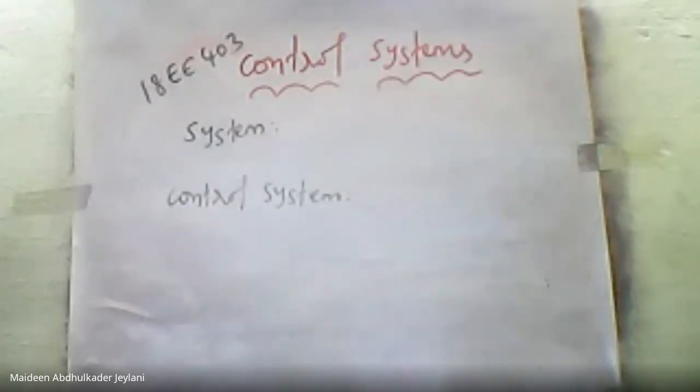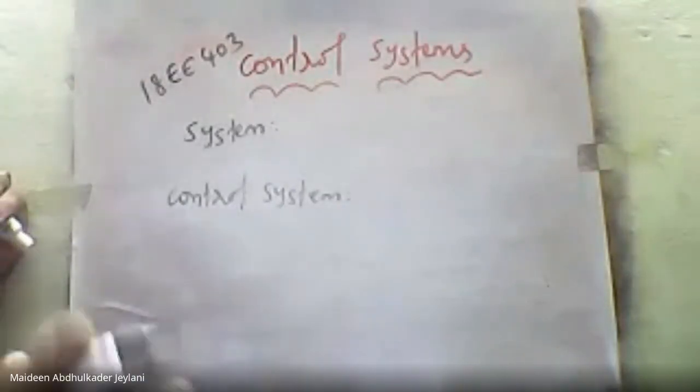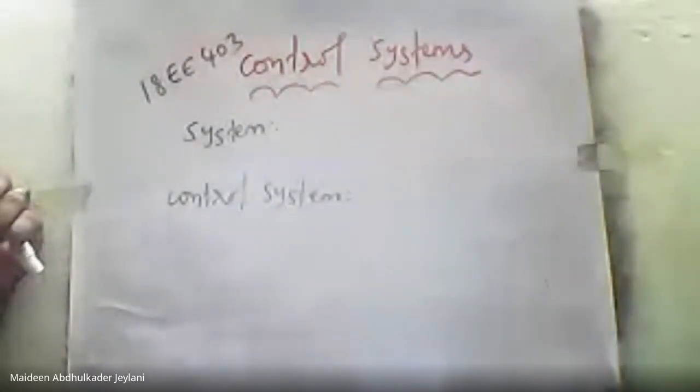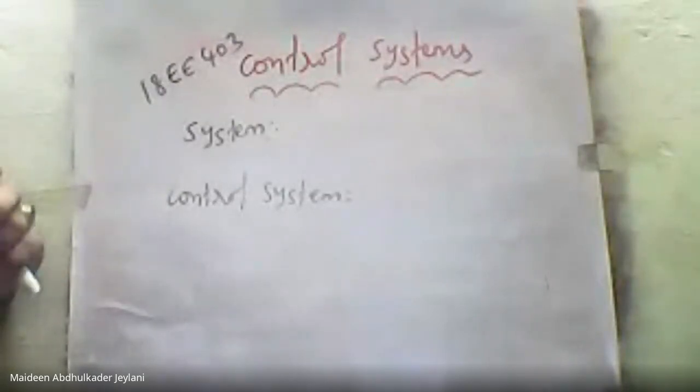Arrangement of things. Complete the sentence: arrangement of things to do a particular function or particular task. Yes or no? Yes, sir. Okay, all your answers are right. Let me give my point of view. When a number of elements or components are connected in a sequence to perform a specific function, the group thus formed is called a system. Am I right?